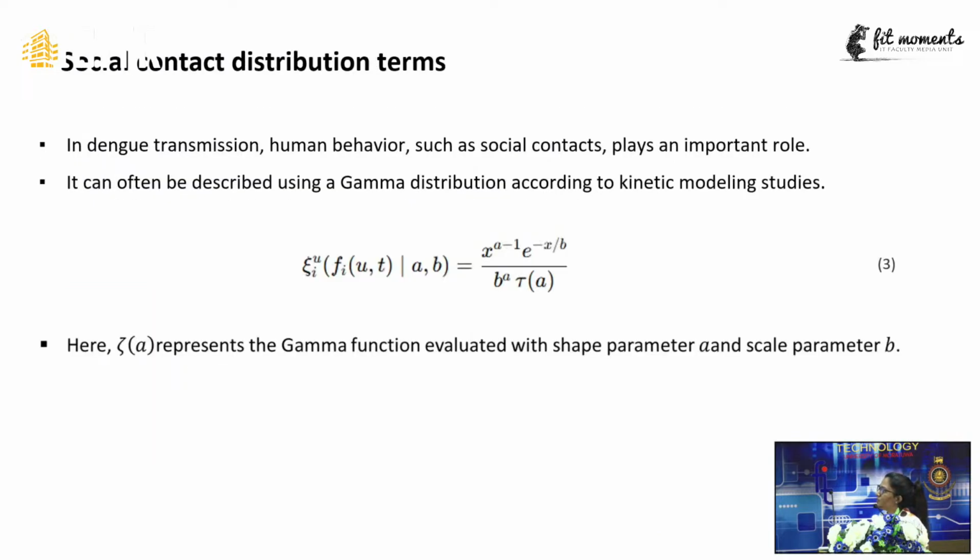Another special key parameter of our kinetic model is the social contact distribution. Here we use a gamma distribution for that, which is described in equation 3. Here A is the shape parameter and B is the scale parameter.